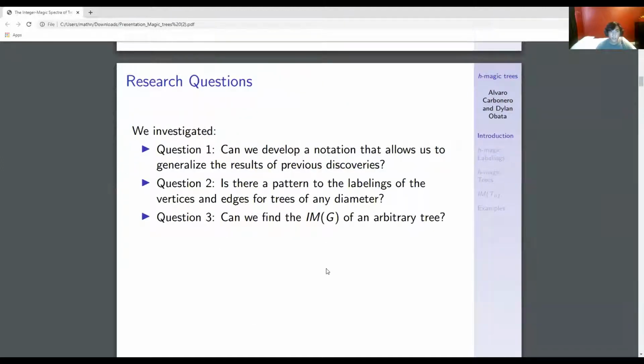For our research questions, we encountered 3 primary ones we wanted to answer. The first one was to develop some notation that allowed us to generalize the results of previous discoveries. In particular, we wanted to separate the even diameter cases from the odd diameter cases. The second one was to find a pattern to the labelings of the vertices and edges for trees of any diameter. And then finally, we wanted a way to calculate the integer magic spectrum of an arbitrary tree.